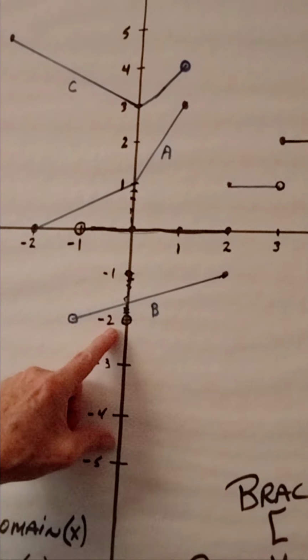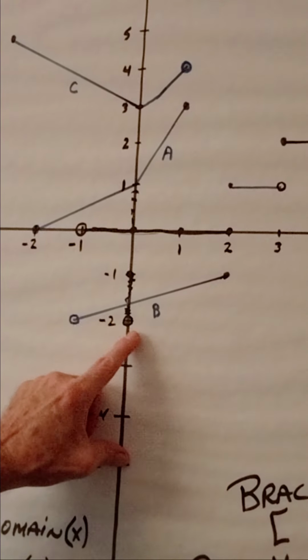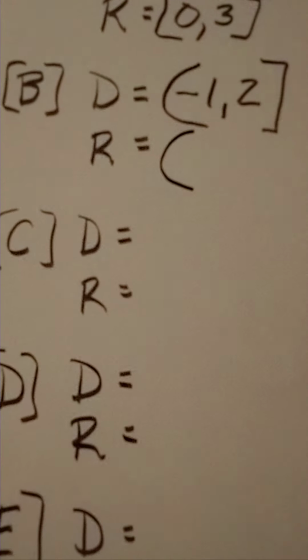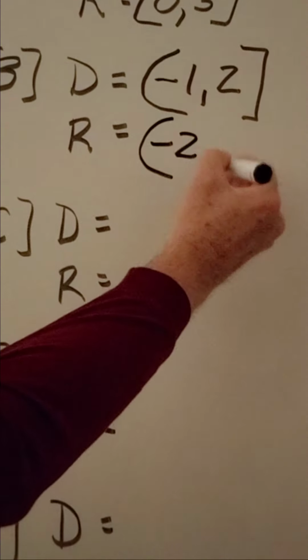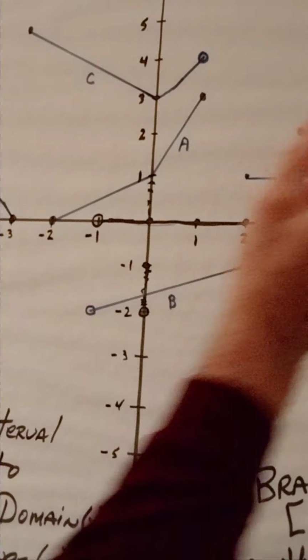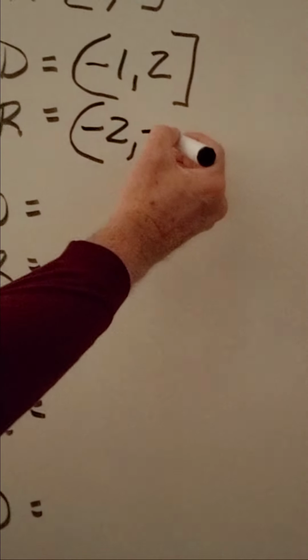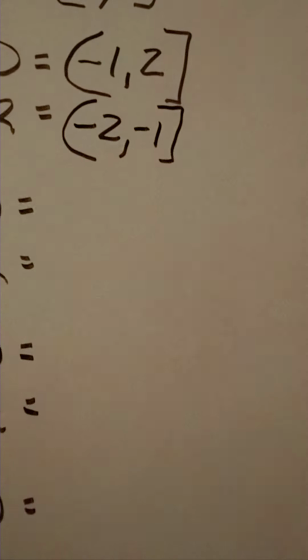We begin with the smallest. That's an open circle. Parenthesis, -2, comma, largest, -1, and it's darkened. It counts. Bracket, done.